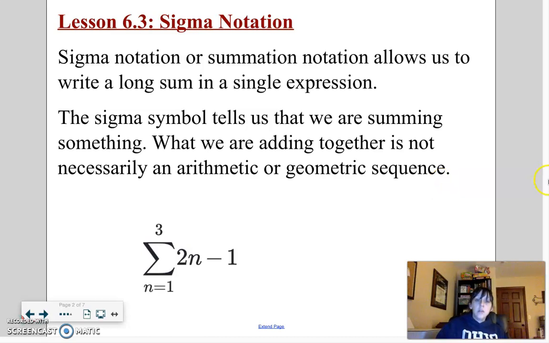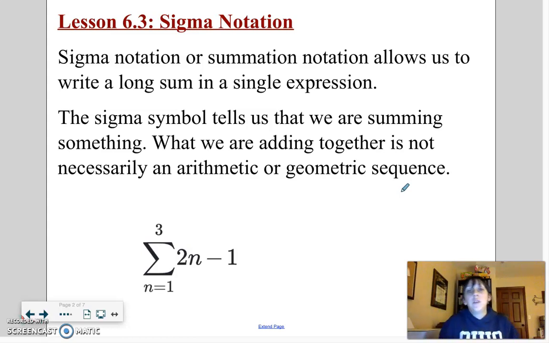All right, let's get into the new lesson. So I'm just going to be going through some details I didn't describe in lesson 6.2 with sigma notation, and we're going to be looking at some non-specific questions, so maybe not arithmetic or geometric.